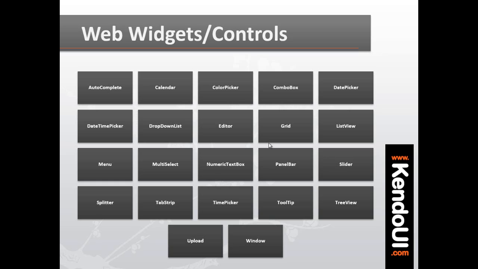As you can see on the slide, we have at the moment 22 controls that we support: autocomplete, calendar, color picker, combo box, date picker, date time picker, drop down list, editor, grid, list view, menu, multi-select, numeric text box, panel bar, slider, splitter, tab strip, time picker, tooltip, preview, upload, and windows. These are the currently available controls. As time progresses, we will be adding a lot of other controls too. We keep adding at an average of at least 1 or 2 controls in every release. So keep a lookout; if you're in need of any control, we may already be building it, and it may be available in due course of time.